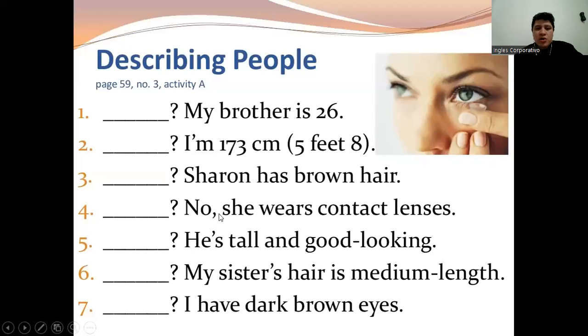Now let's see this one. No, she wears contact lenses. What do you think, guys? What question? Is she wearing contact lenses? Yeah, that can be a question. That's totally correct. And another way, guys, that we can make this question is, does she wear glasses? Does she wear contact lenses? Well, does she wear glasses? No, she wears contact lenses, right?